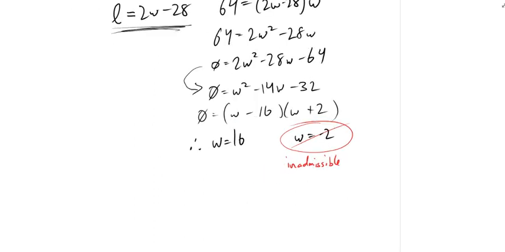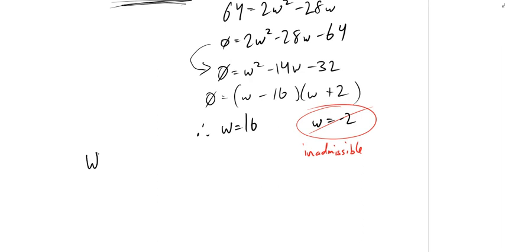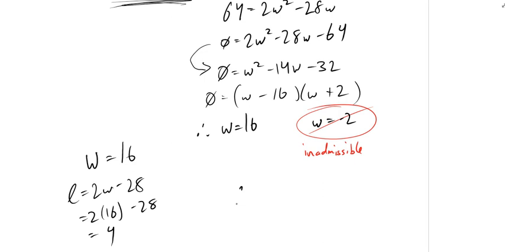Okay? Next step, so this is where if I have my little formula, I can go, if width is 16, length is 2 times the width minus 28, which is 2 times 16 minus 28, which is 32 minus 28, which is 4. And my final statement. Done.